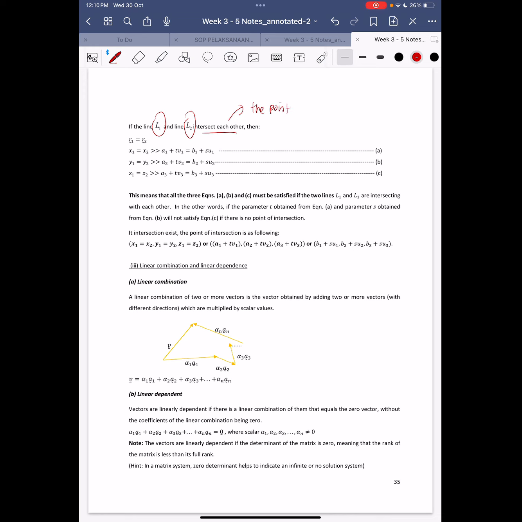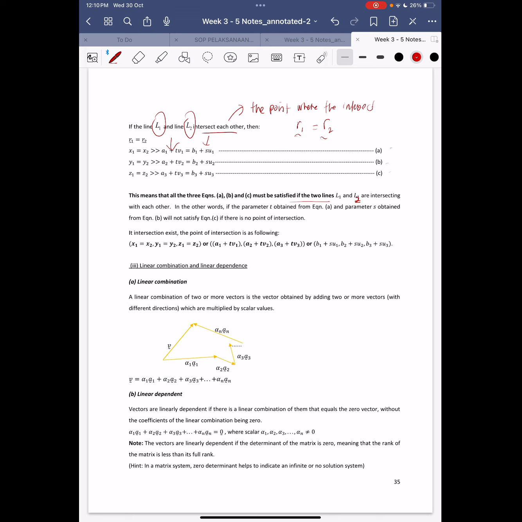The point where they intersect is where vector R1 is equivalent to vector R2, because they are intersecting with each other. So they are colliding at the same point. Due to that, we can make R1 equivalent to R2. Let's say this is the equation for the first line and this is the equation for the second line; we can find the value of T here. It means that the three equations A, B, and C must be satisfied if the two lines L1 and L2, this one is a typo, are intersecting with each other.